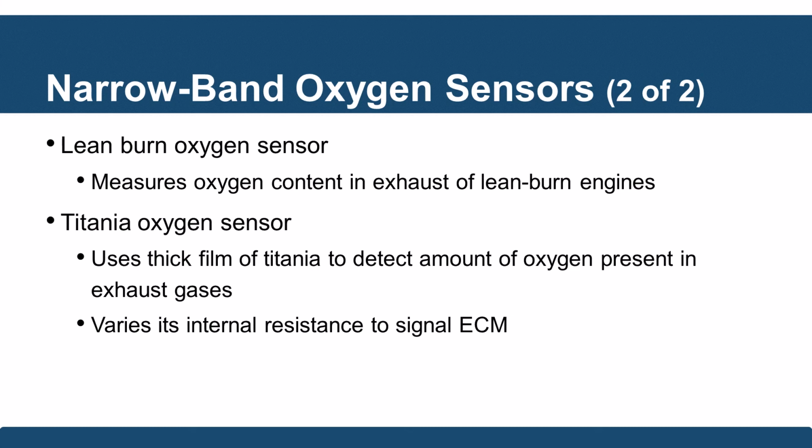We'll get into more detail about how these sensors work later on, but understand that these are used to identify lean burn fuel mixtures, measuring oxygen content in the exhaust system of a lean burn engine. And then there are titanium oxygen sensors. They use a thick film of titanium to detect oxygen present in the exhaust system. It varies its internal resistance. It's a little bit different. It's not a voltage generator necessarily in this case.